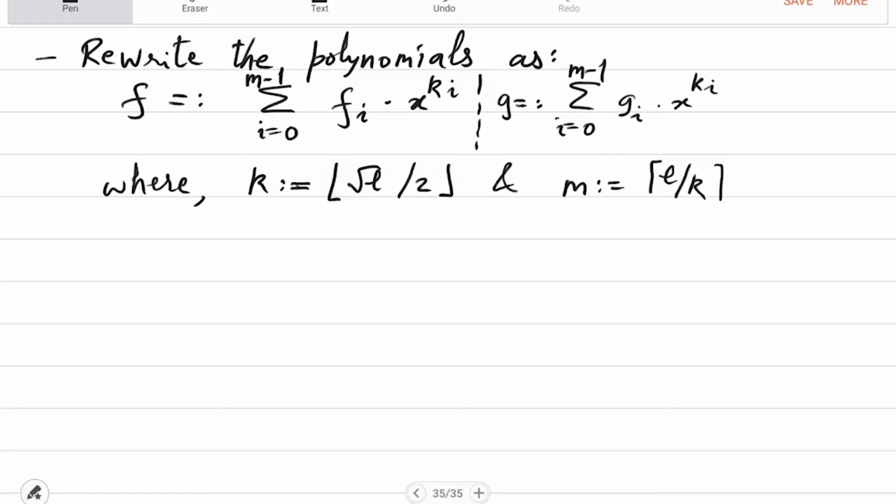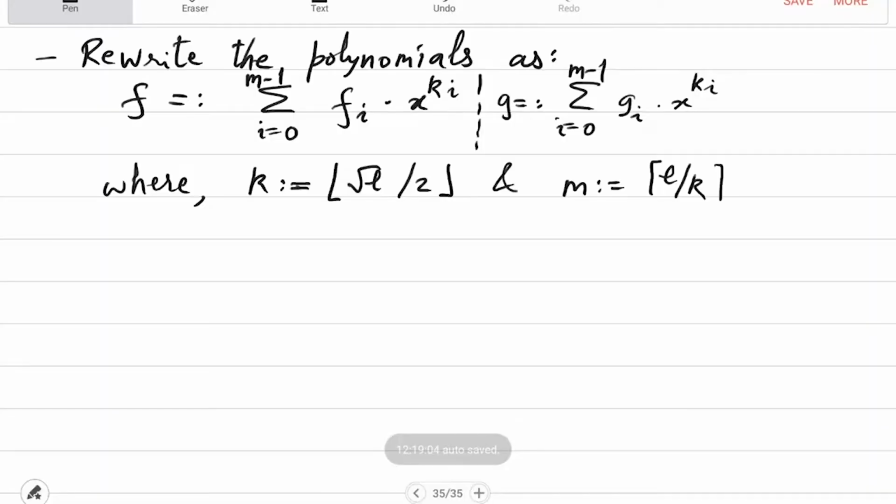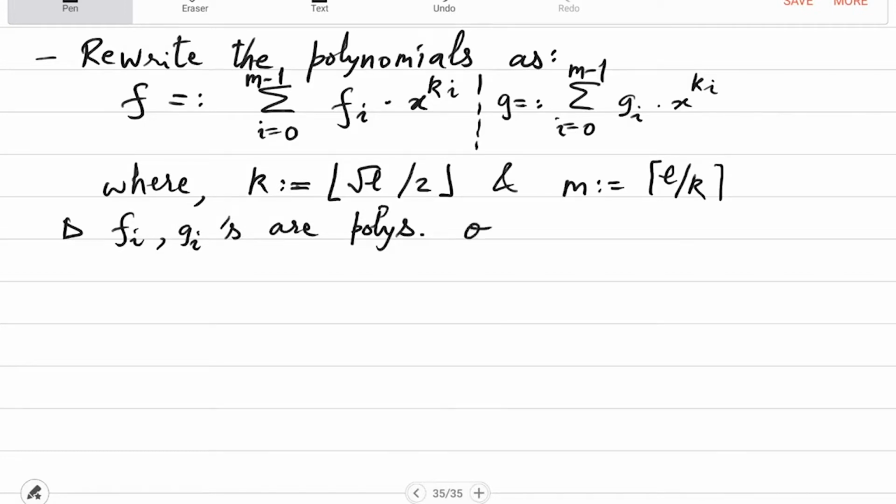Right? So you have written F in square root L blocks, each of size square root L. This is how you have divided the monomials in an ordered way. And so these Fi, Gi are polynomials of degree less than k.